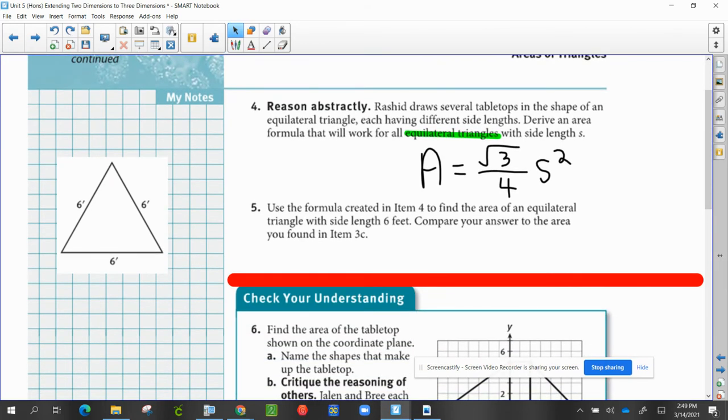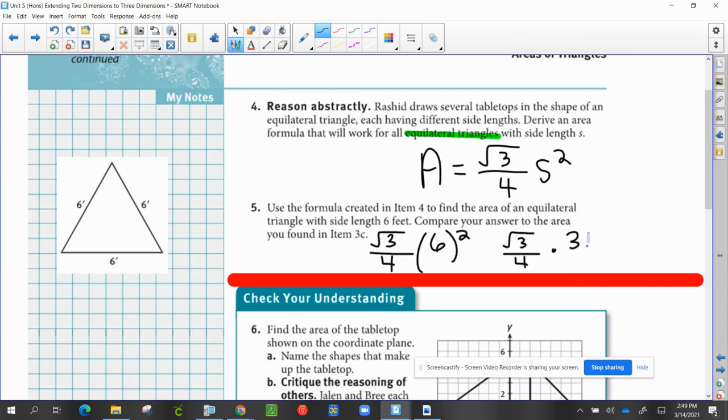So it says to use the formula to solve for that same problem before where we had the 6's on all sides. So if we do that, I'm just going to plug it in really quick. We have the root 3 over 4 times our side, which was 6 squared. So that's root 3 over 4 times 36, right? 6 squared. So you can see if I put this over 1, we can kind of do some cross simplifying. 4 goes into 36 9 times. You're left with 9 root 3.